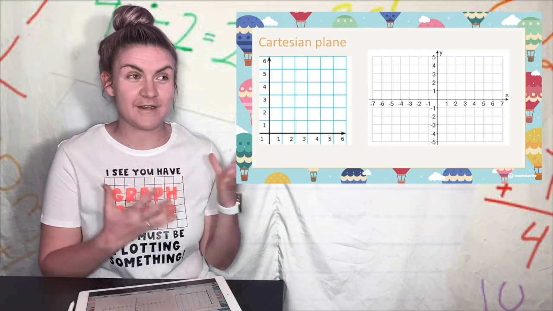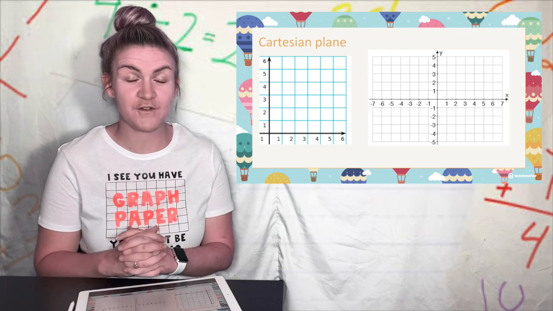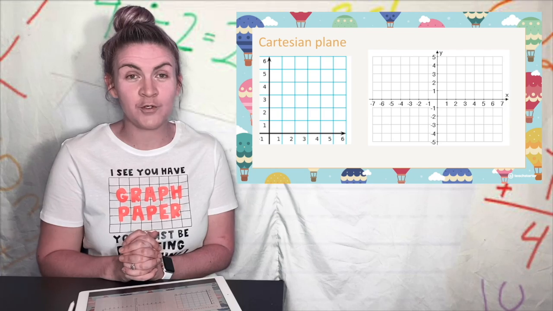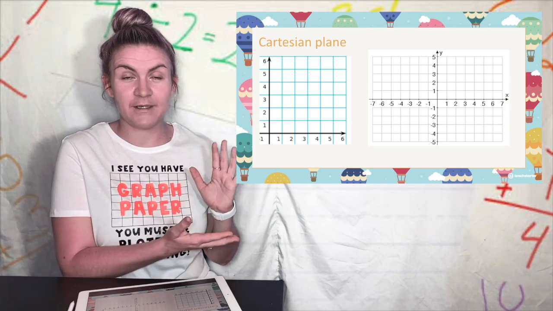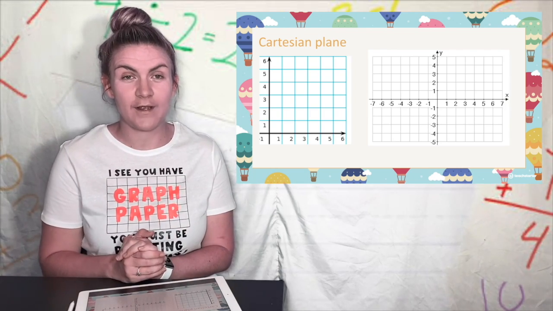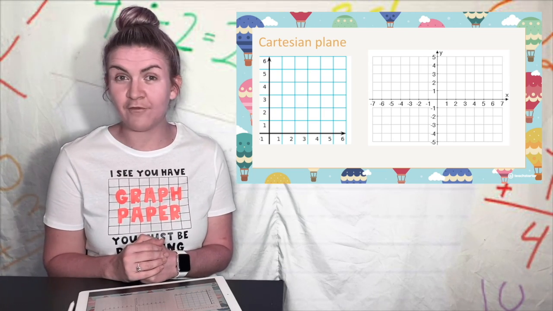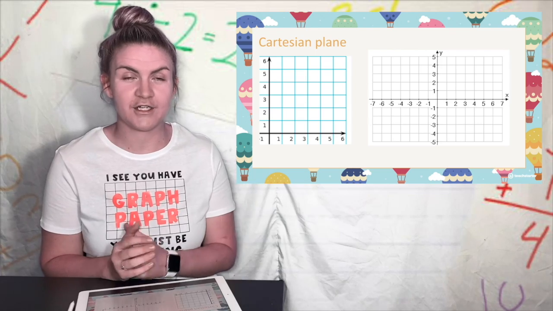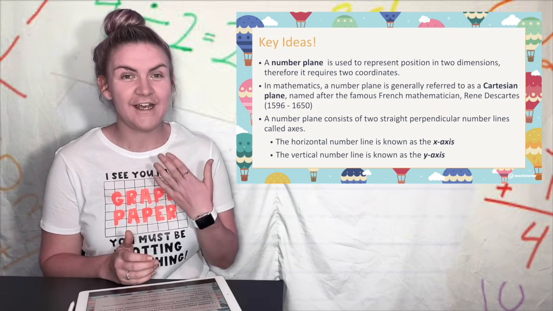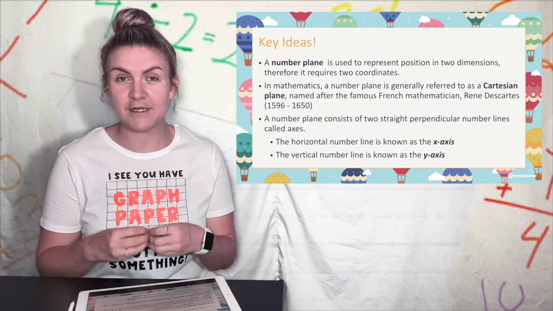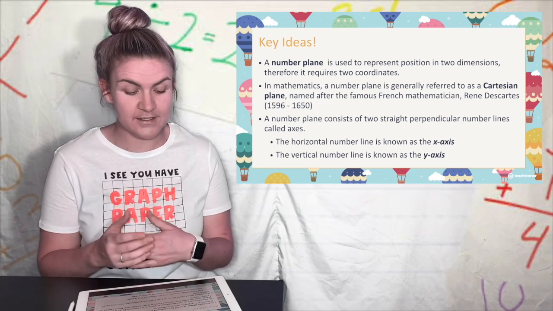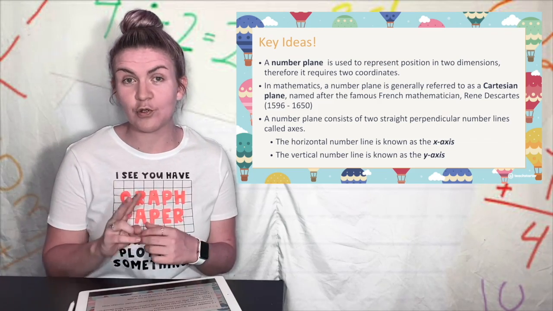You might remember these types of Cartesian planes from things you have done in the past. When you were younger, you might have used a Cartesian plane that looks like this one that's quite simple and only uses one quadrant. But you may have also learnt about a four-quadrant Cartesian plane. As I said, a number plane is used to represent a position in two dimensions. Therefore, it requires two coordinates.